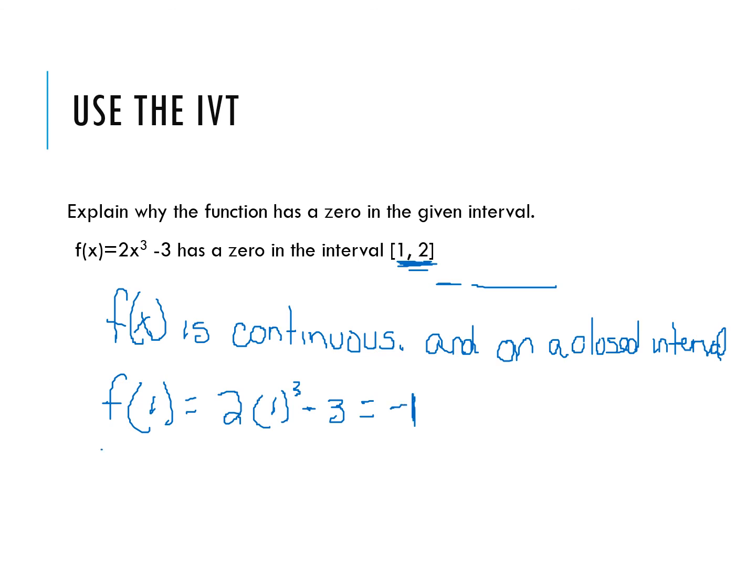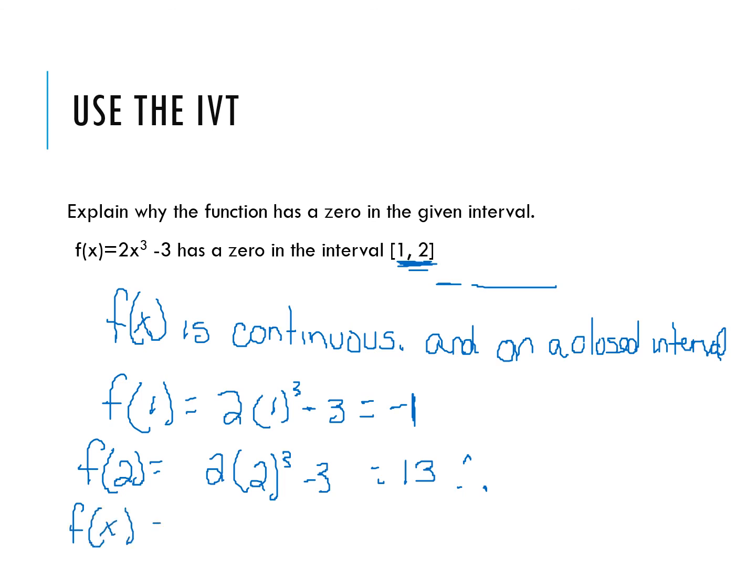f of 2 is equal to 2 times 2 cubed minus 3. So that's 8 times 2, 16 minus 3 is 13. Therefore, there's got to be a value of x where f of x must equal 0 at some point.